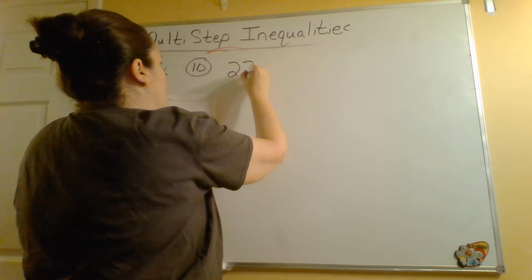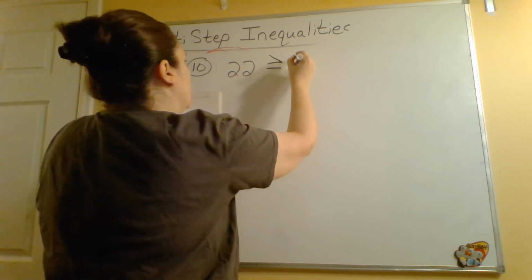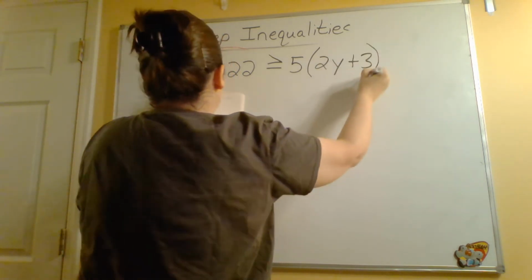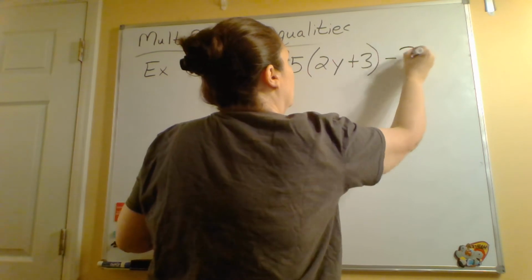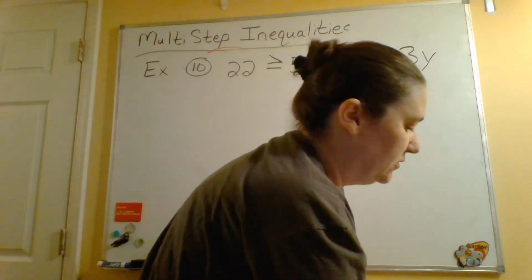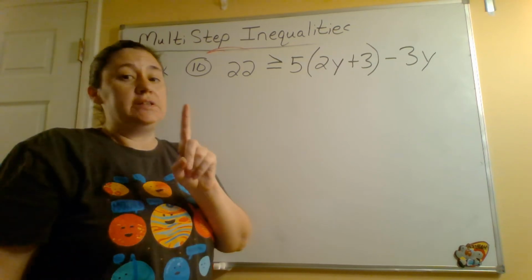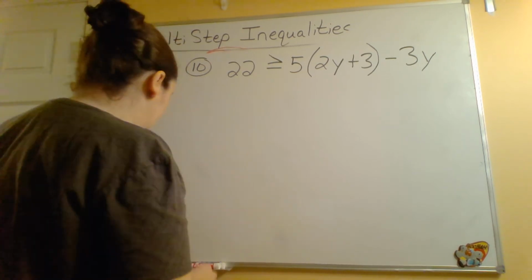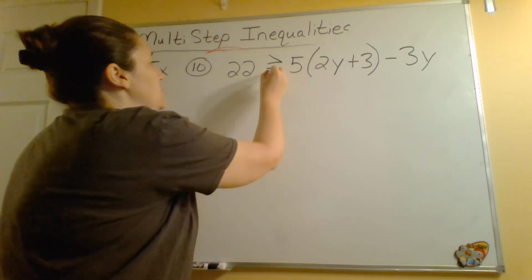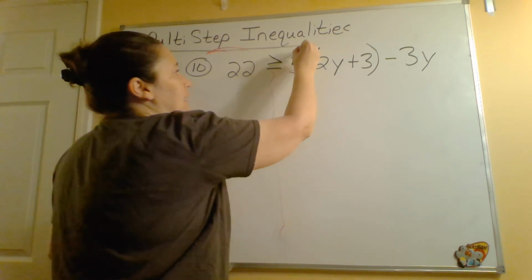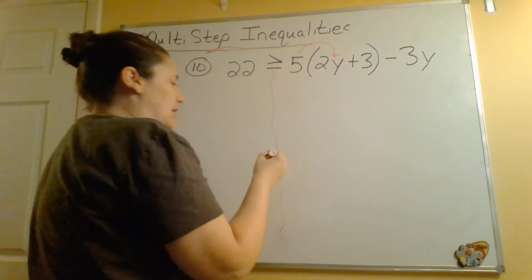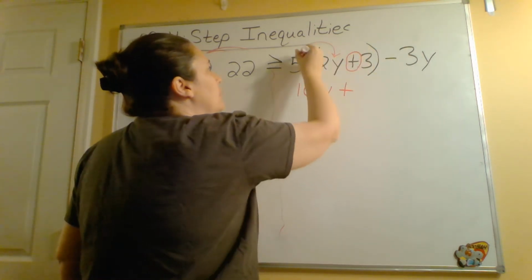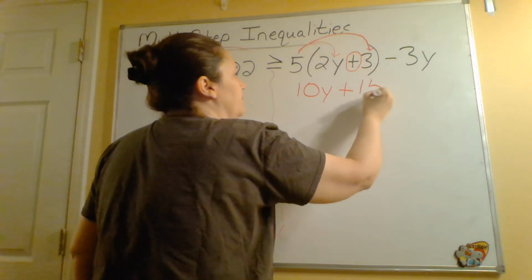We have 22 is greater than or equal to 5 times the quantity 2y plus 3, minus 3y. There's a lot going on in this problem, so we have to do one thing at a time. First things first, I see parentheses. If we need to solve for the variable, we're going to end up having to get rid of these parentheses. So let's distribute. We're going to distribute the 5. 5 times 2y is 10y. Write down the plus sign. 5 times 3 is 15.